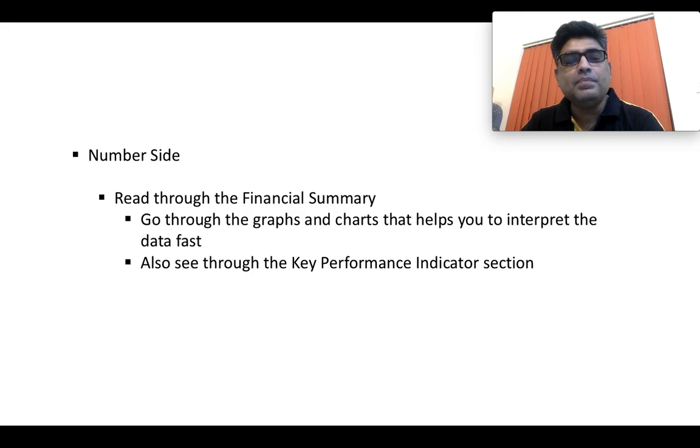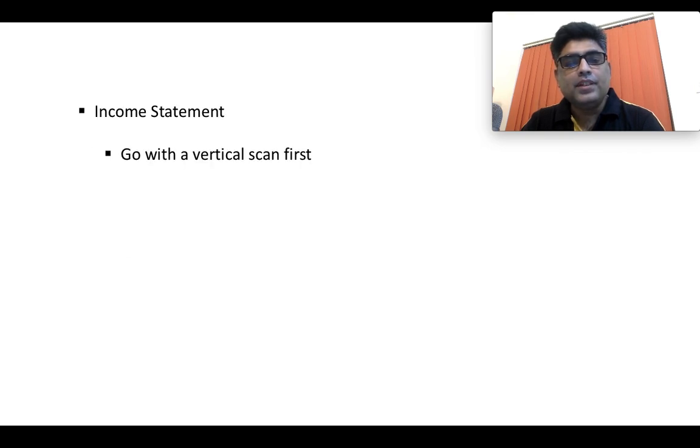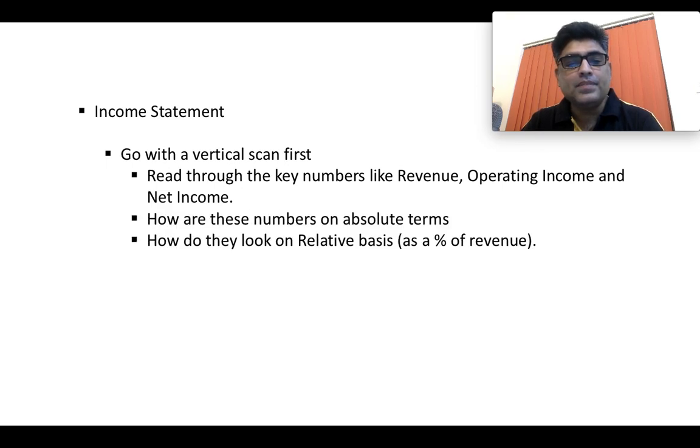Also, see through the key performance indicators section, then turn to the income statement, cash flow statement, and balance sheet, right? So in the income statement, first go with a vertical scan, read through the key numbers like revenue, operating income, and net income. How are these numbers in absolute terms, and how do they look on a relative basis as a percentage of revenue? And which sections are reflecting the biggest categories in the cost part of it?